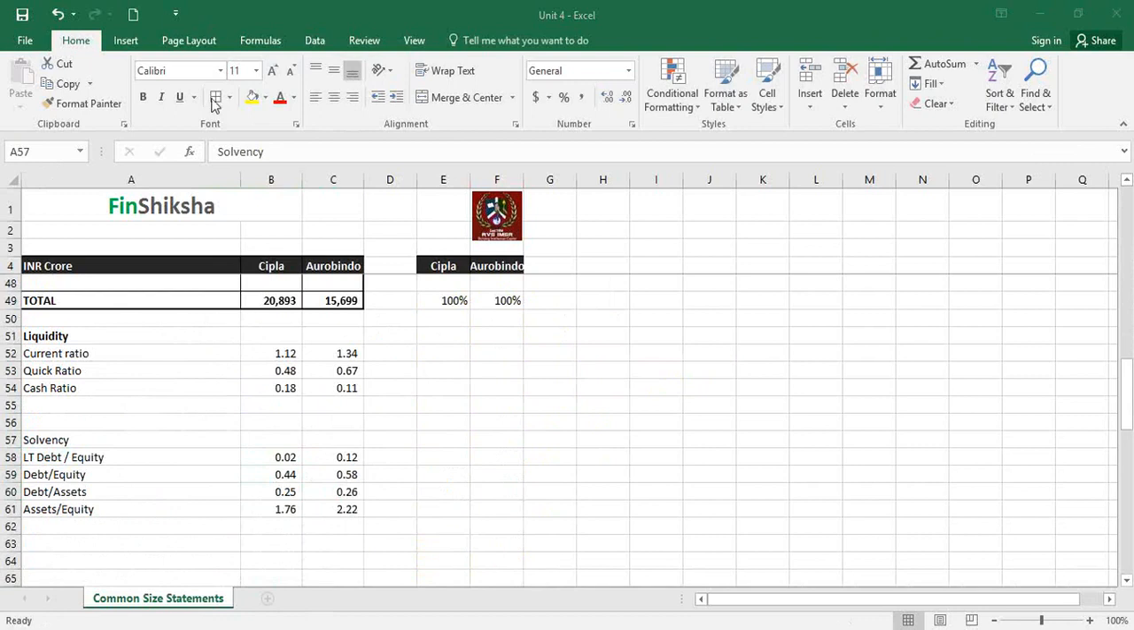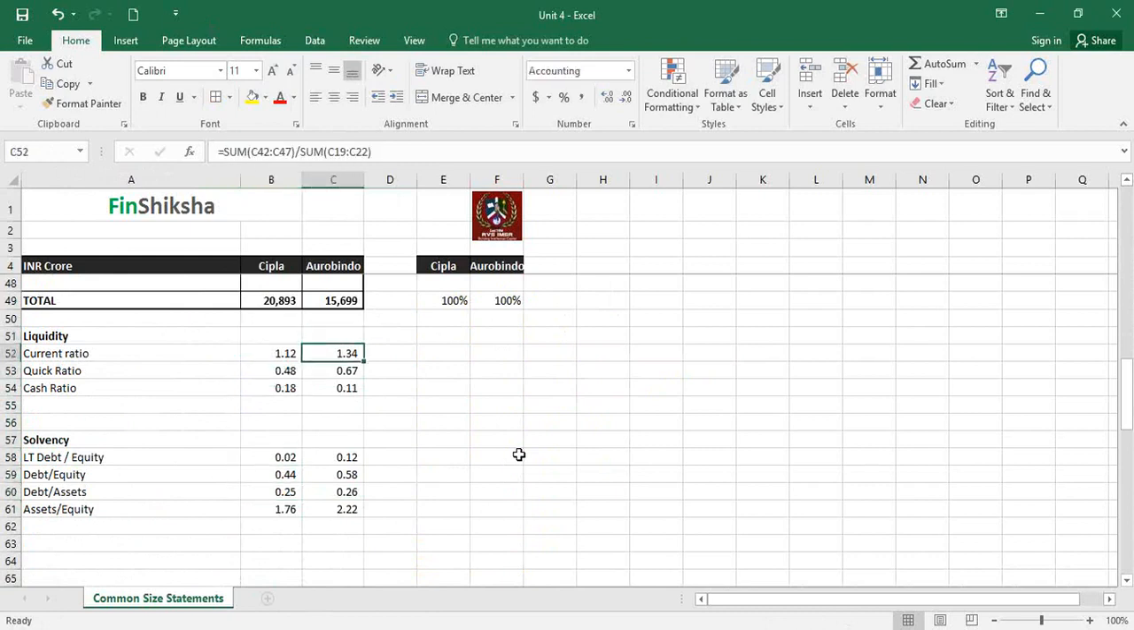And even on the solvency ratio parameters, we will find that Aurobindo has more debt, correct? That automatically puts your debt to equity and long-term debt to equity as a little bit of a higher number. So here we find Cipla is slightly better on these parameters. They have lesser debt. At the same time, because Cipla has a goodwill amount, obviously assets by equity gets distorted because of those numbers a little bit. But broadly speaking, it seems that both companies do not have excessive risk.